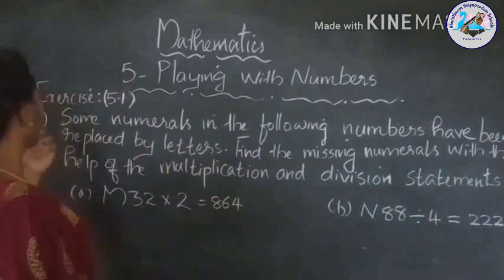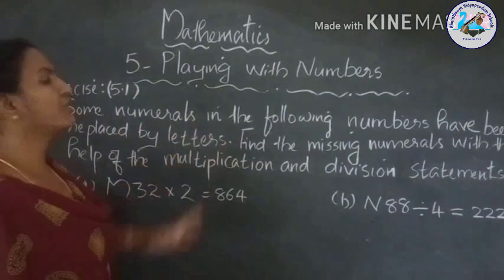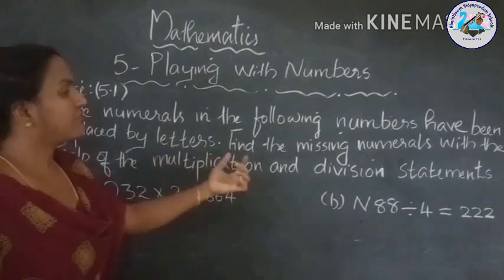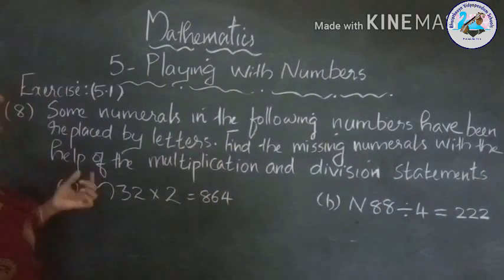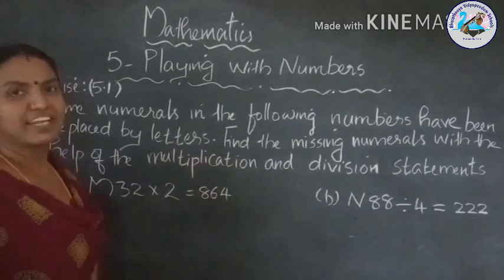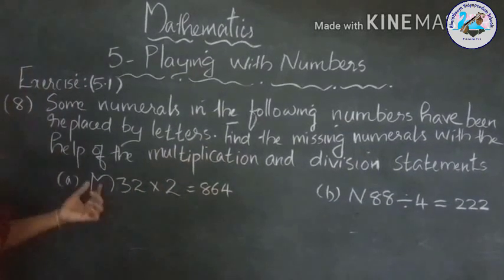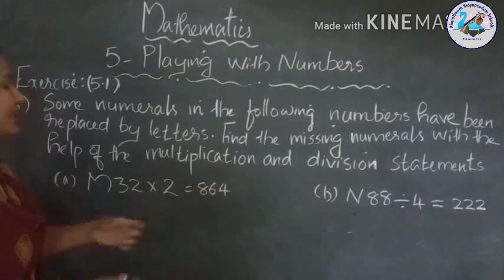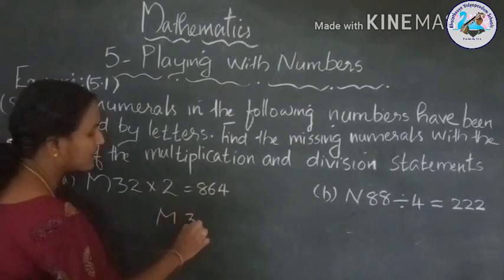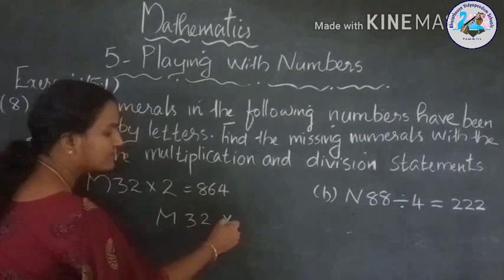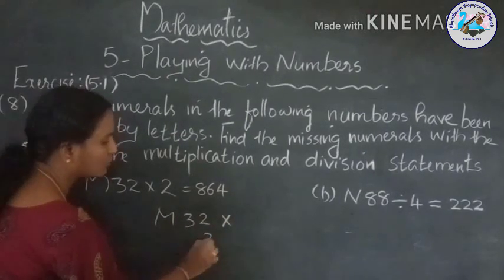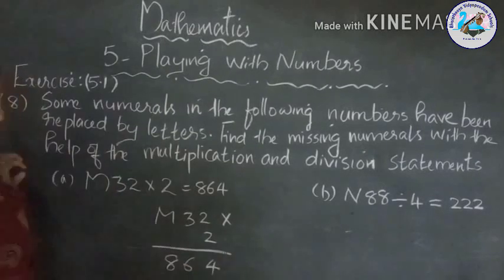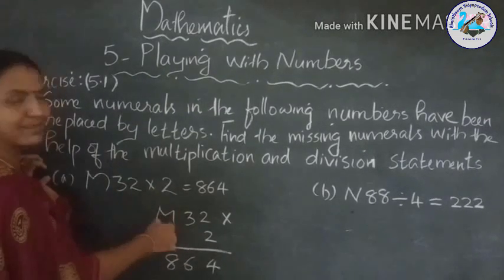Question 8. Some numerals in the following numbers have been replaced by letters. Find the missing numerals with the help of the multiplication and division statements. M32 into 2 is equal to 864. Here the operation is multiplication. We have to find out the missing letter M.